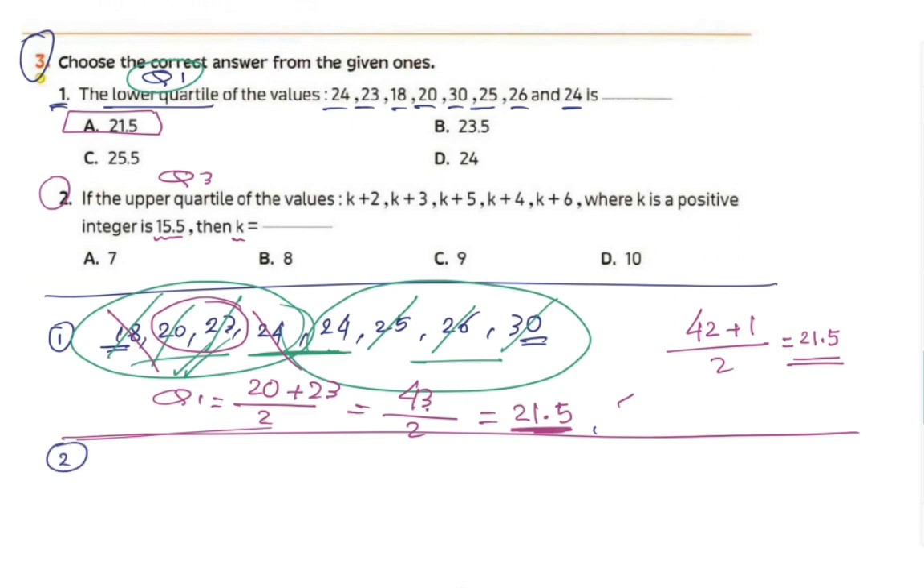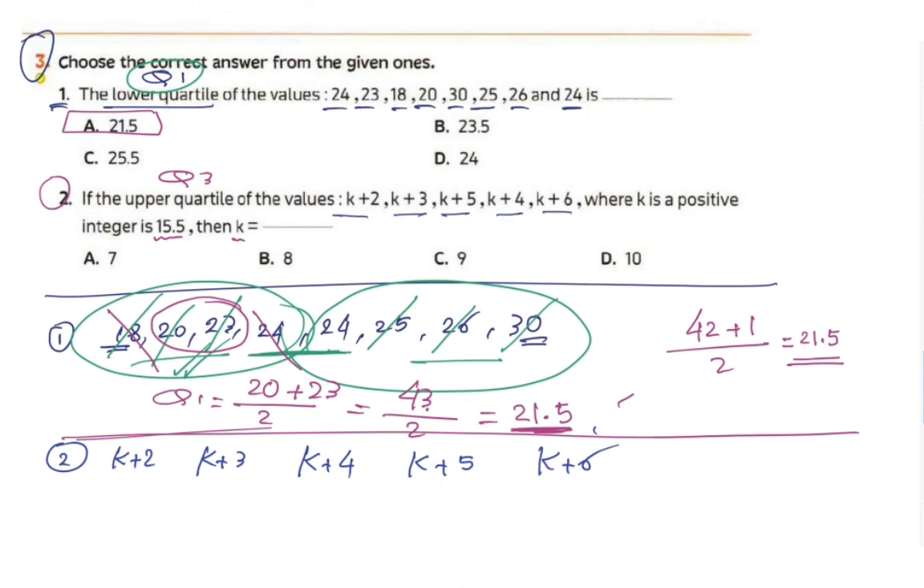First, arrange them ascendingly. I will start with k plus 2, it's the minimum. Then k plus 3, k plus 4, k plus 5, and the last one, k plus 6. 1, 2, 3, 4, 5. Five values.